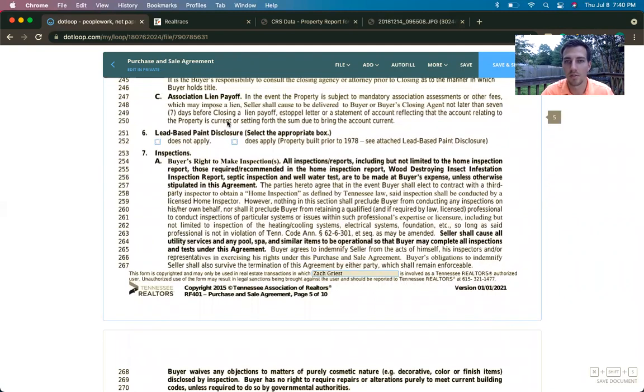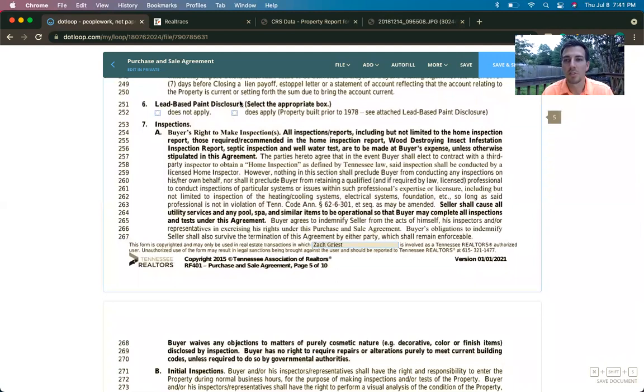Again, associations, if there's any assessments or any fees, seller shall cause to be delivered to buyer or buyer's closing agent not later than 7 days before closing a lien payoff, an estoppel letter, or statement of account reflecting that the account relating to the property is current.